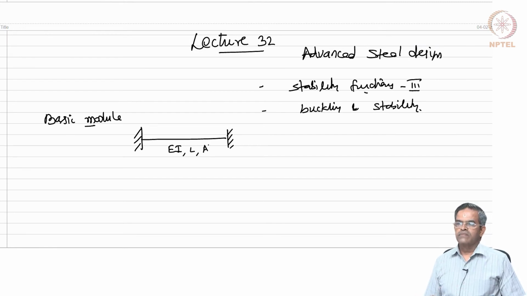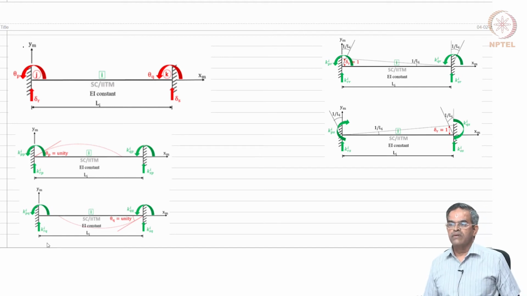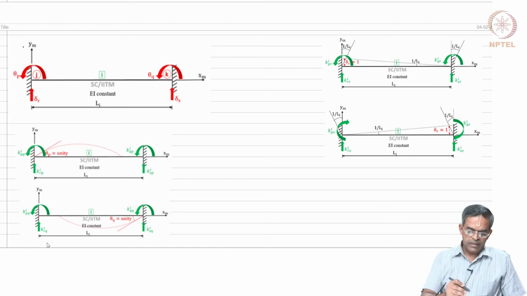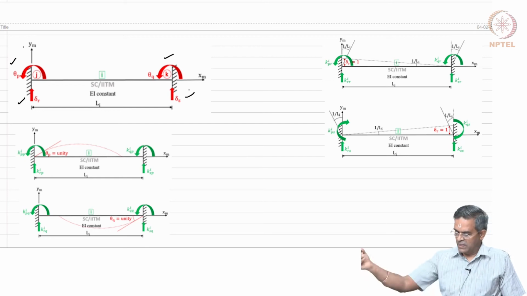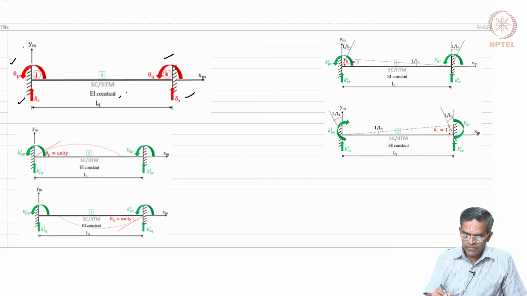So, we have used this as a standard nomenclature and we said that I can give unit rotation at different ends and displacements and try to derive the stiffness matrix. The standard fixed beam has 4 degrees of freedom kinematically, that is theta p, theta q, del r and del s. The member is prismatic with its EI, L and A.